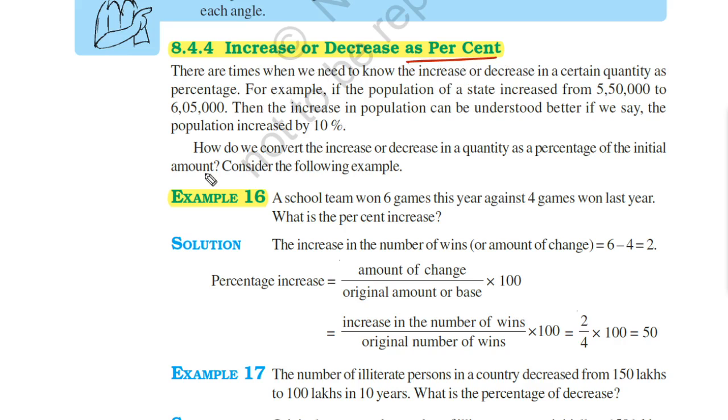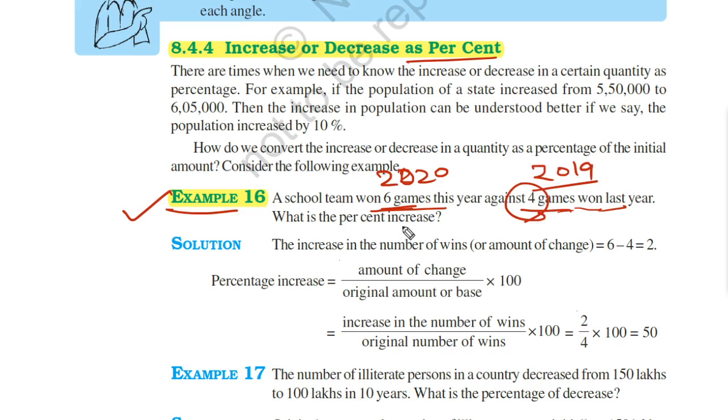So now we will move to increase or decrease as percent. For this we will take one example. Example 16. A school team won 6 games this year. Suppose we take this year as 2020. In this year, a school team won 6 games against 4 games won last year. So in the last year, suppose 2019, it had won 4 games. What is the percentage of increase? You can see in the last year it won 4 games. This year it is 6 games.